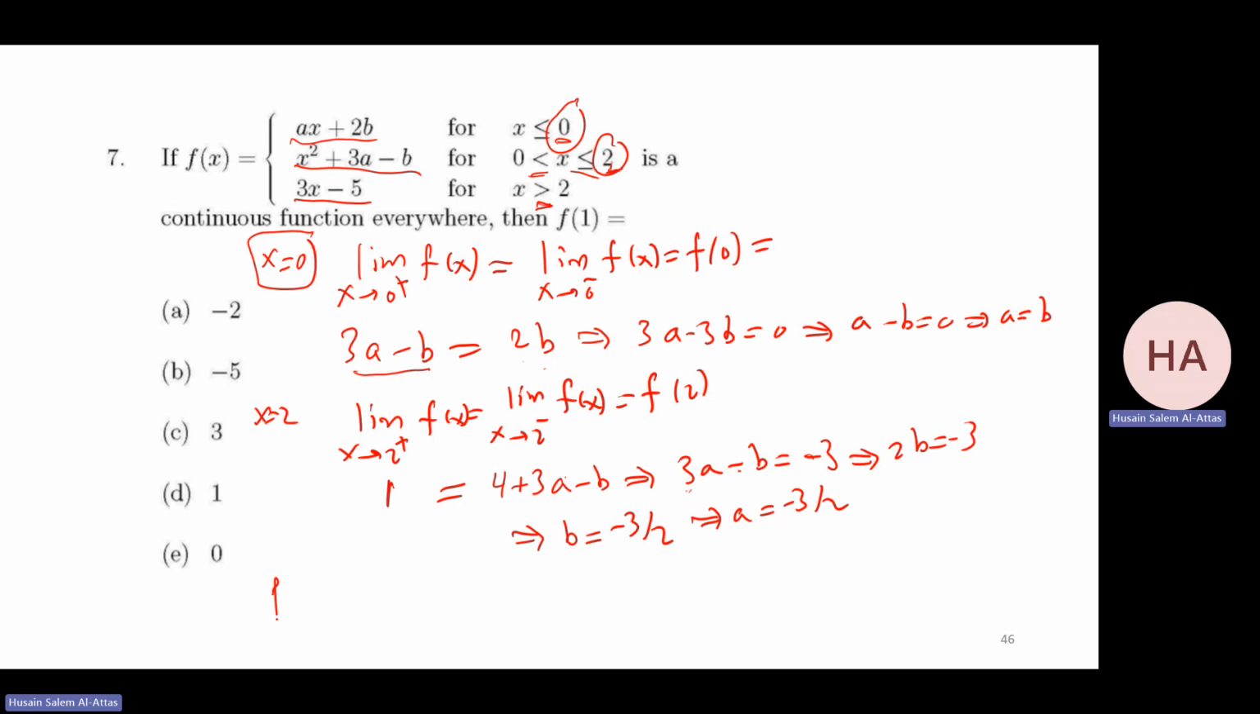Right. If x equals 1, it will be what? I just substitute here. It will be 1 plus 3a minus b. Okay, let me continue. That will be what? 1, this is a, minus 9 over 2, and this is minus 3 over 2, which is 3 over 2, yes.